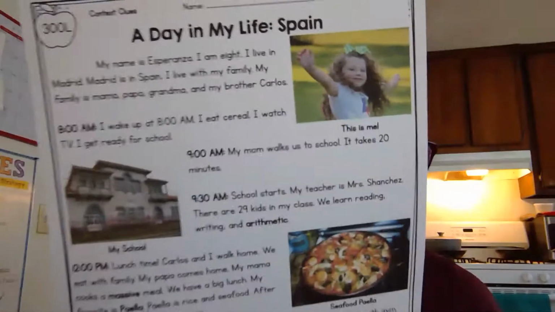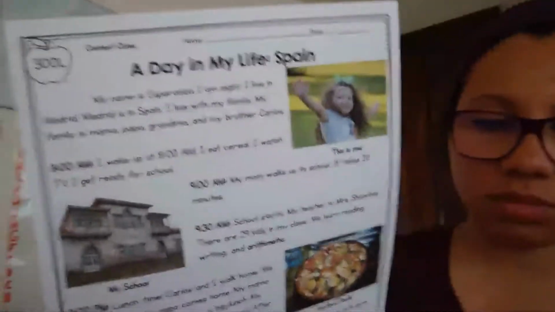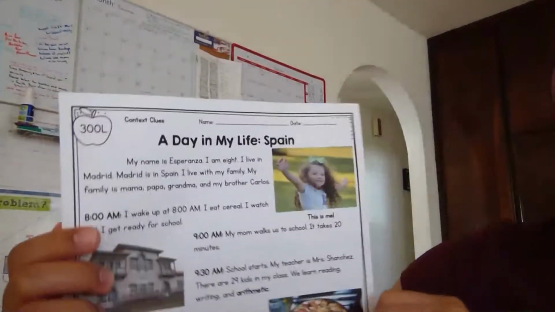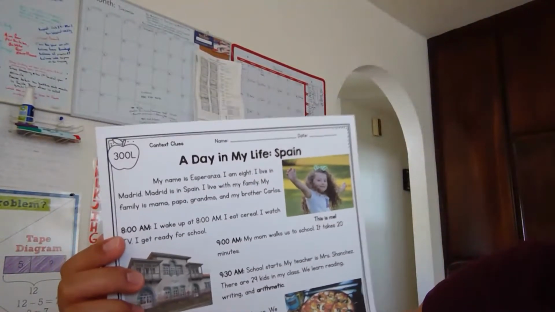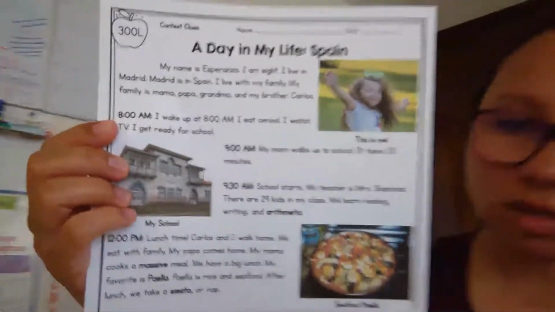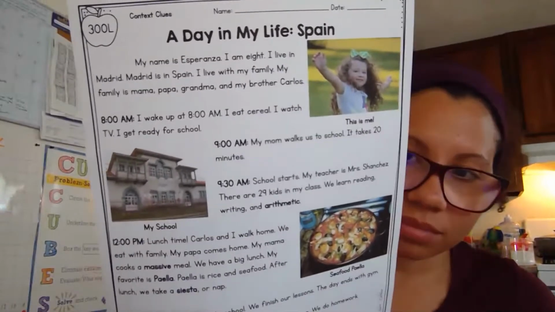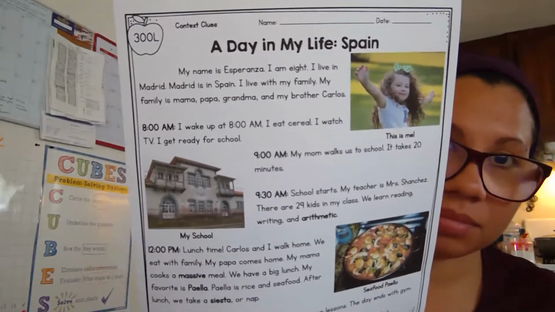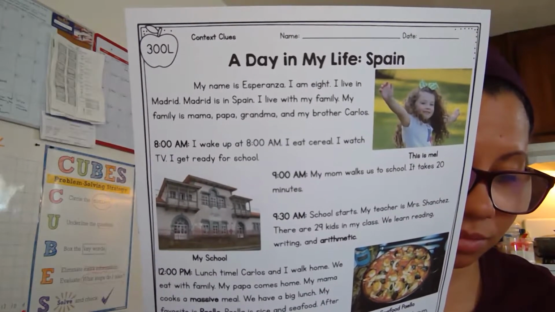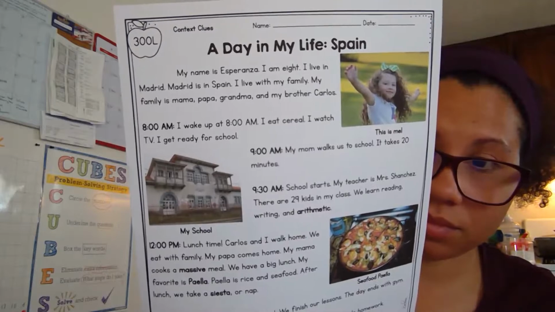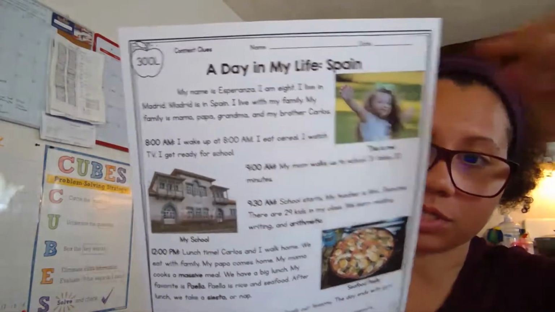So let's go. Next one. So now we're going to apply, still using context clues, onto a passage. And the passage states, a day in my life, Spain. Oh, I have text features. What text features do I have? So like across the top, what text feature is that?